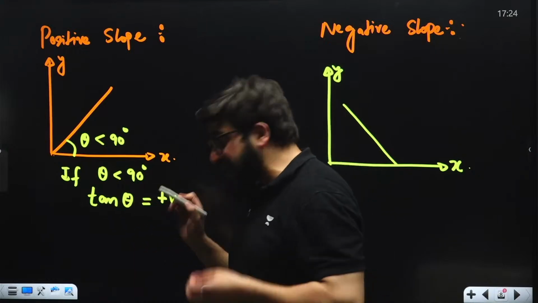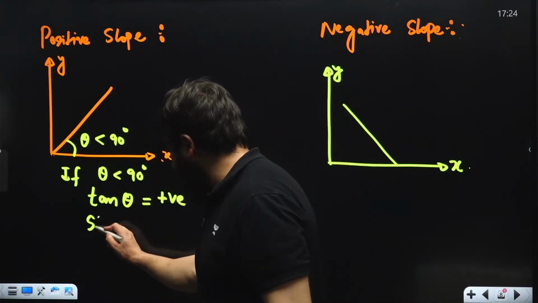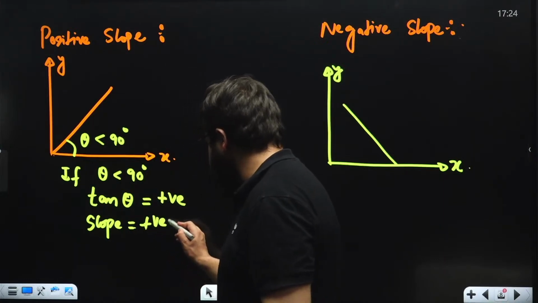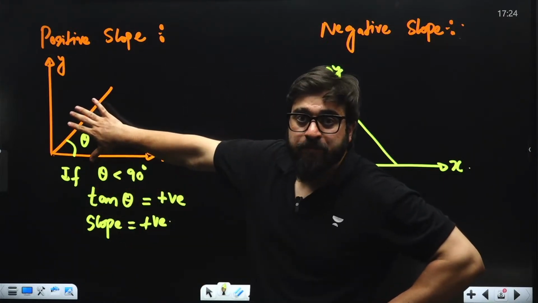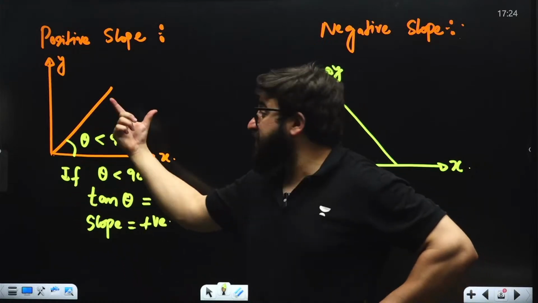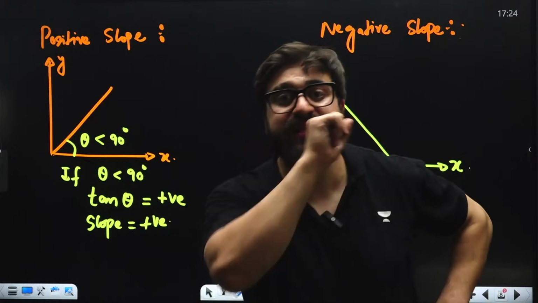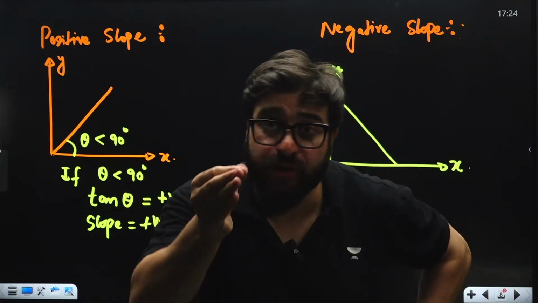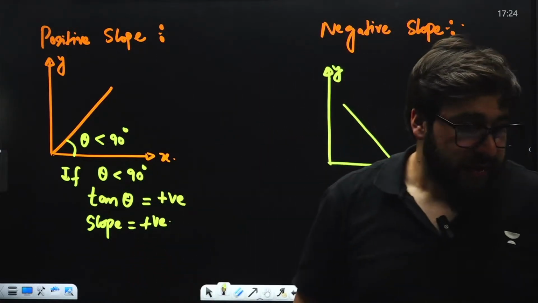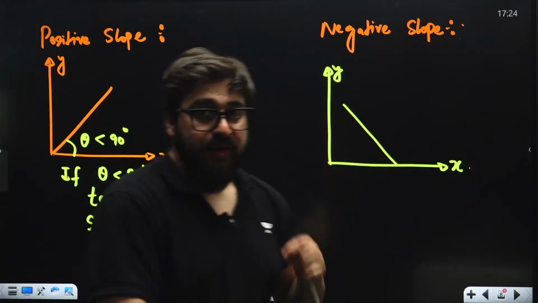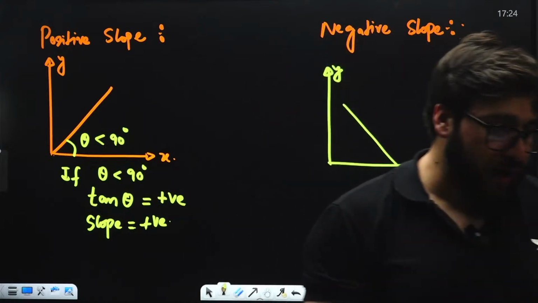If the value of tan theta is positive, can I not say the slope in that case is positive? Yes. So I call this a positive slope. This has got the positive slope, because here theta is less than 90. Guys, do you all agree with me? Tell me in the chats, everybody out there. Let me know in the chats.